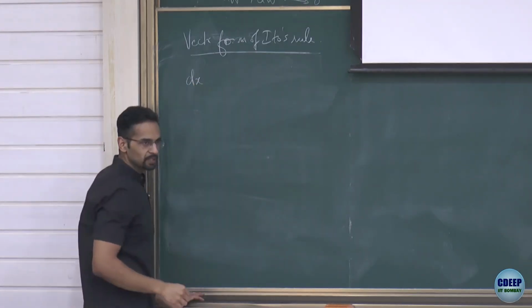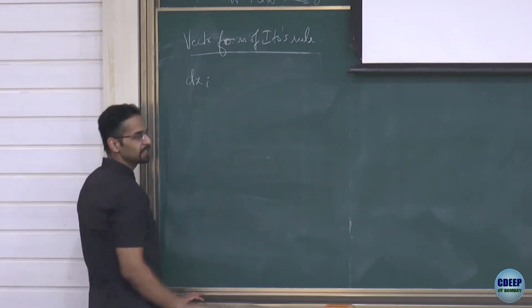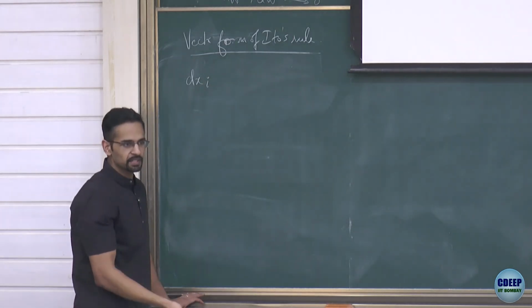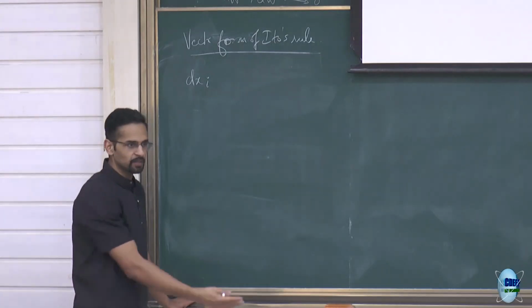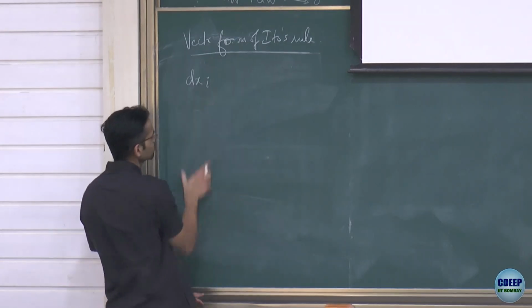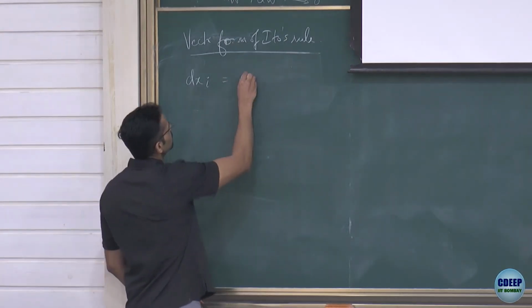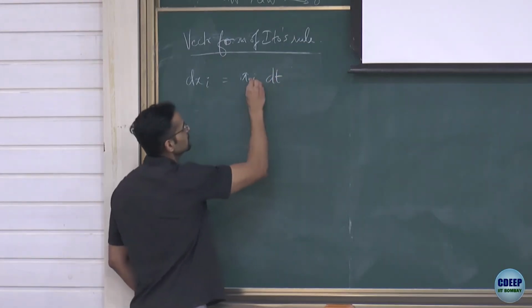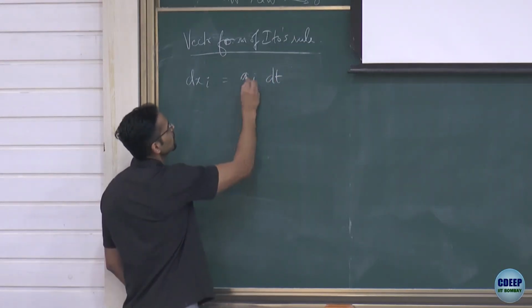So I'll use Einstein notation. So I'll have dx_i. So x_i is a variable of x1, x2, x3. They're all stochastic variables. Each of them has a corresponding SDE. Okay? And in vector form, I would write it like this. So this is the whole vector. This is equal to some vector of velocities dt, right?